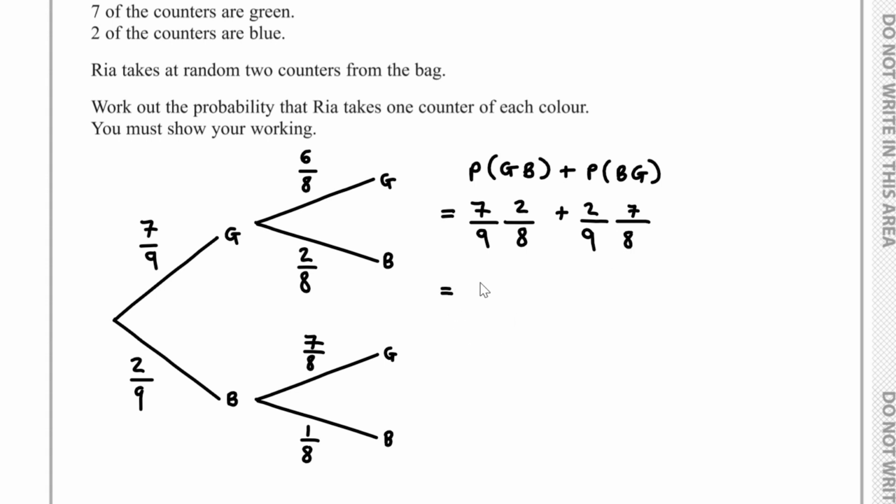So if I work this out, I'm going to have 14 over 72 plus another 14 over 72. So here we've got 28 over 72, which I can simplify to 7 over 18. So it turns out we get 7 over 18.